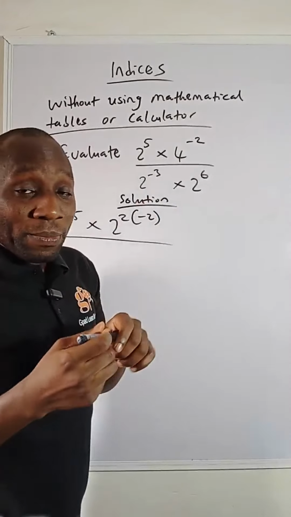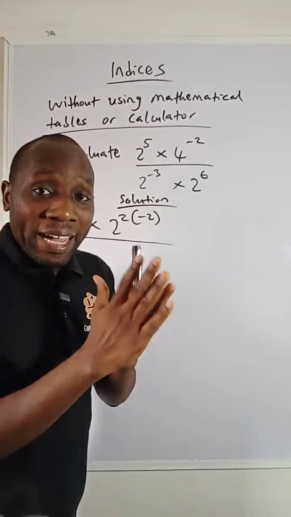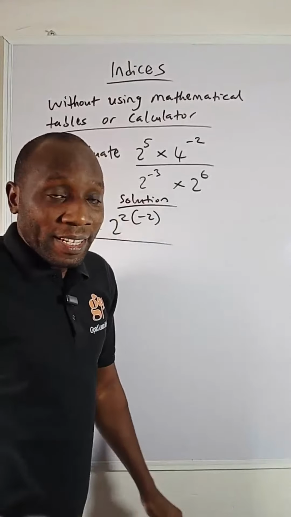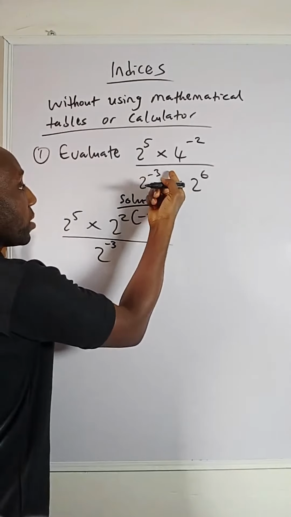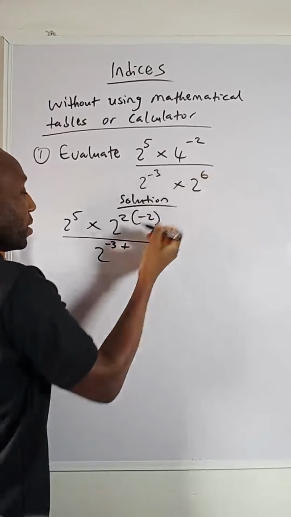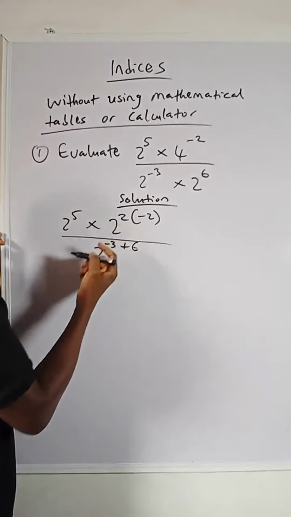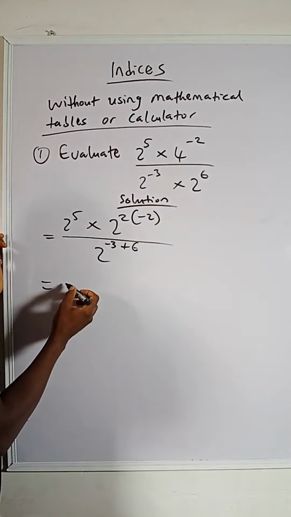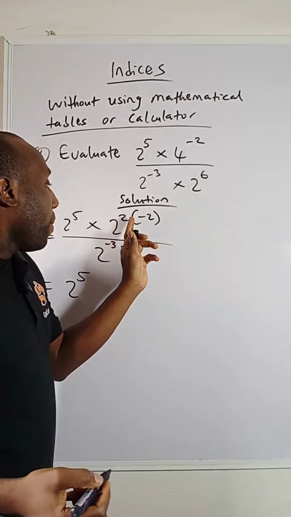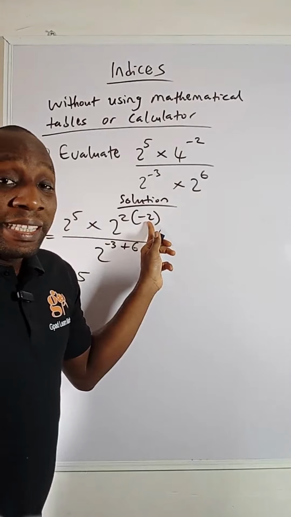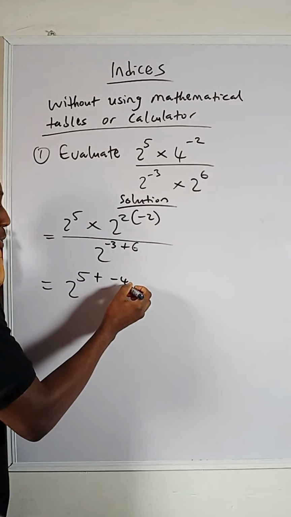See, we talked about the multiplication law of indices. When you have the same base, you add the exponent if you are multiplying. So this is going to be 2 raised to the power of negative 3 plus, remember you're multiplying, plus what? This exponent 6. You see that? So it's going to be very easy. Now let's come here and rewrite this as 2 raised to the power 5. Same base, we add the exponent. Mind you, 2 times negative 2 is negative 4. So that's going to be plus negative 4.